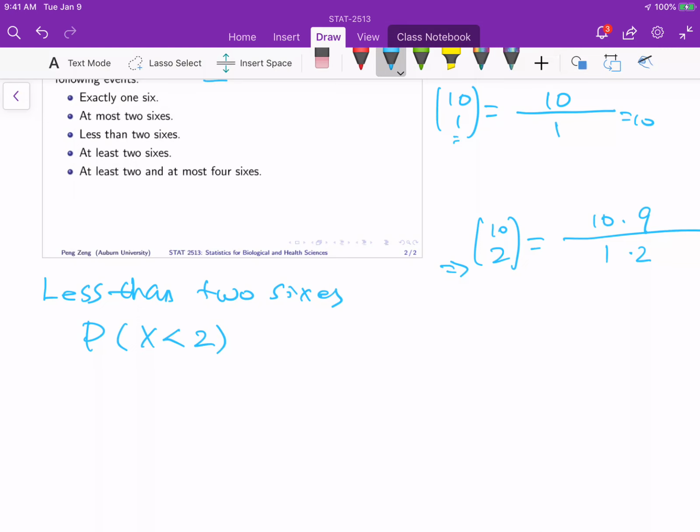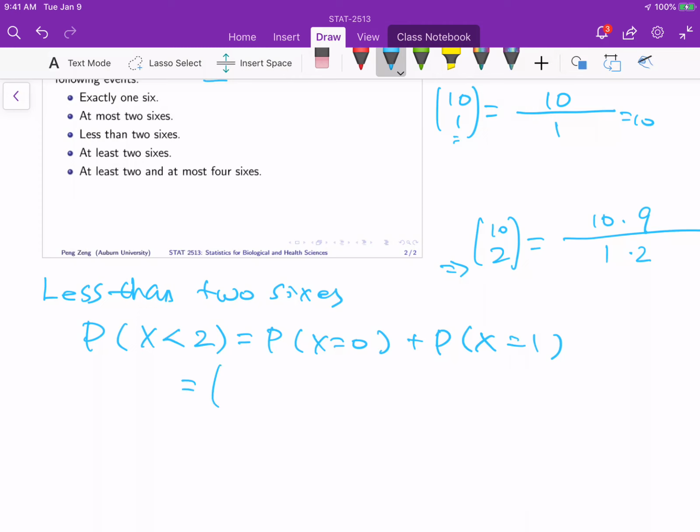So less than 2. Basically, the possible values of x will be 0, 1, 2, 3, up to 10. And so for x smaller than 2, the only possible values of x will be x equal to 0 plus x equal to 1. We've already explained this, right?